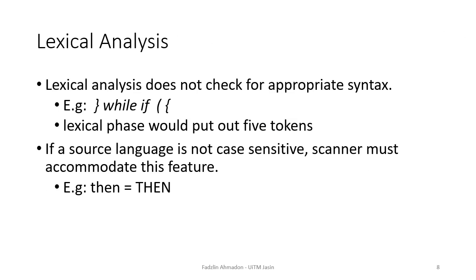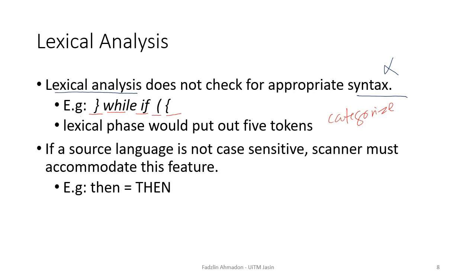I think we have established this information previously. In the lexical analysis phase, the compiler will not check for syntax. So syntax checking is not done yet. If you have something like this, and this is not a valid syntax, the lexical analysis phase will still put out 5 tokens. This is 1 token, 2 tokens, 3 tokens, 4 tokens, and 5 tokens. So it will still try to categorize these tokens. It will not check for proper syntax yet.